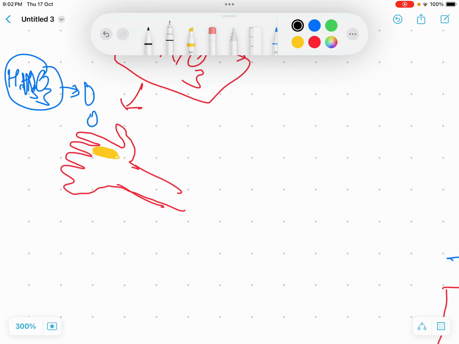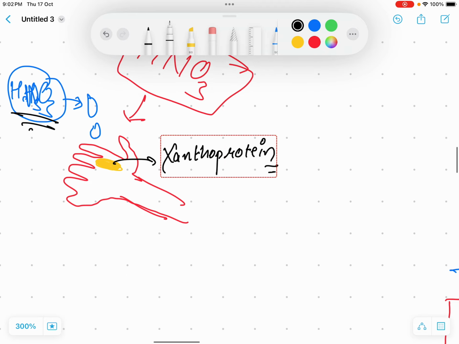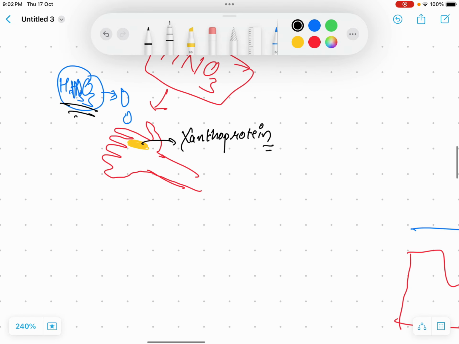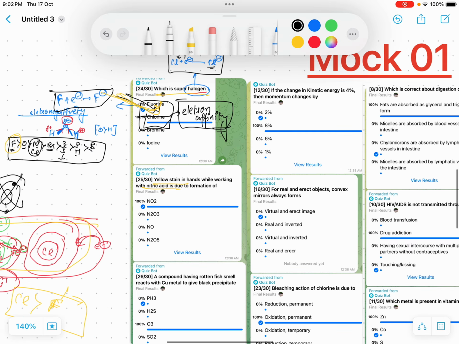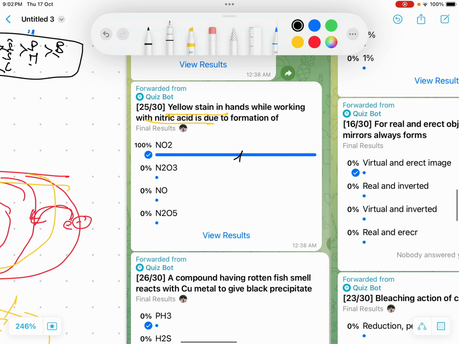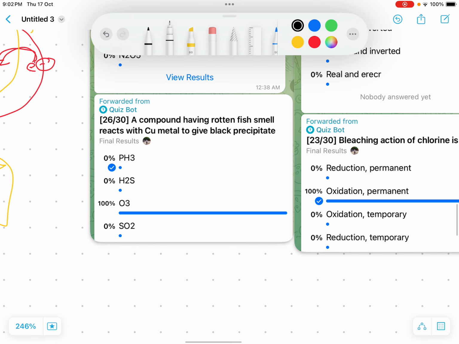Your hands are made up of cells, and those must contain some proteins. This is actually a reaction between HNO3 and the proteins to form xanthoprotein. This is due to the formation of NO2. This is a very factual question, it has to be known, and it is an important question as well. So NO2 is the correct option here.